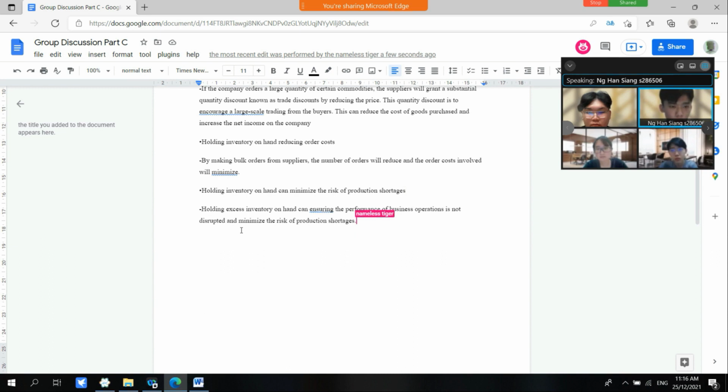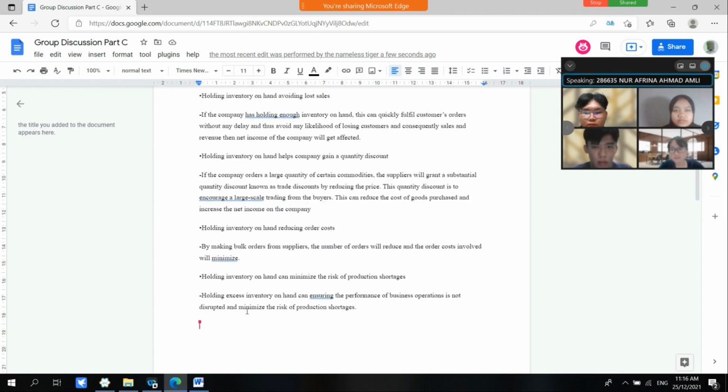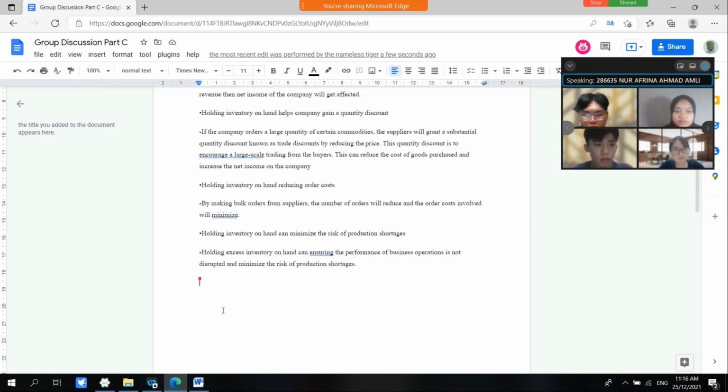For the next point, holding inventory on hand can make sure the production line never runs out of raw material. The explanation is holding excess inventory on hand can ensure the production line continues working without being influenced by the out of stock.